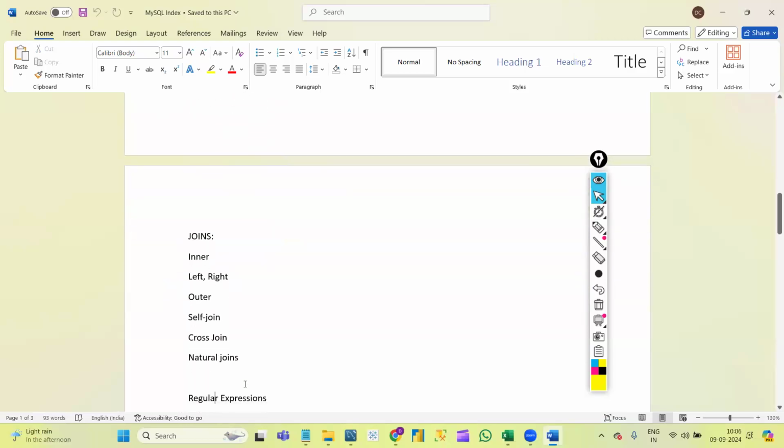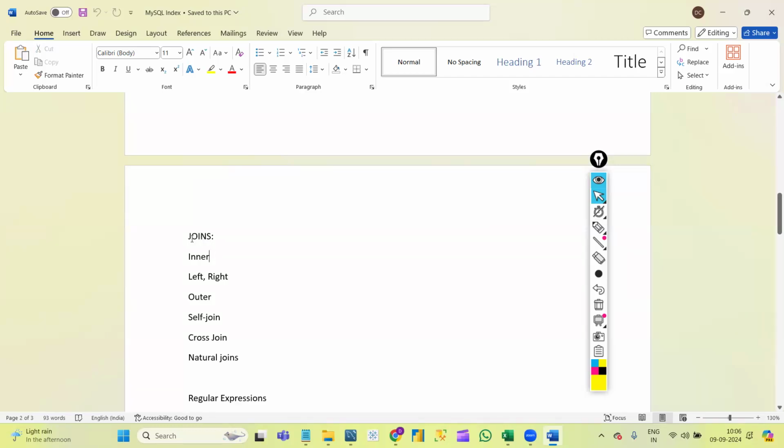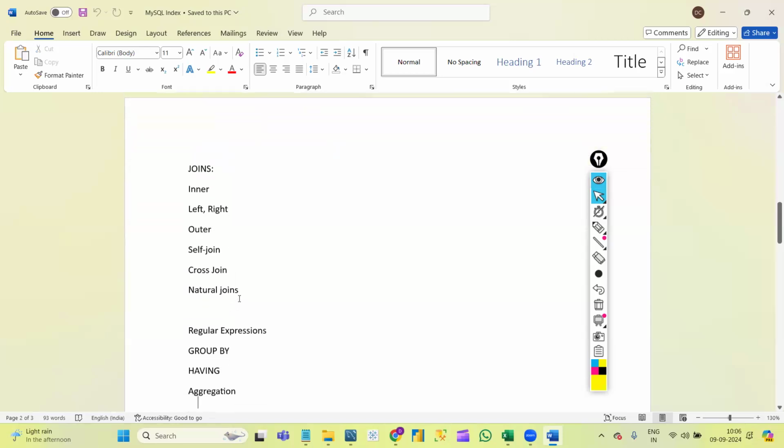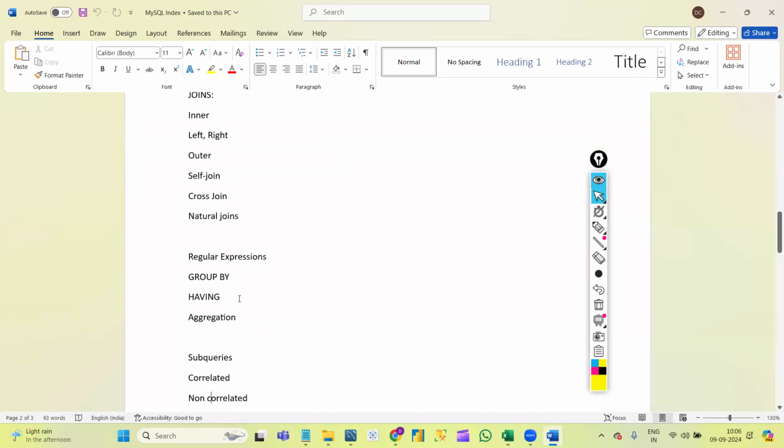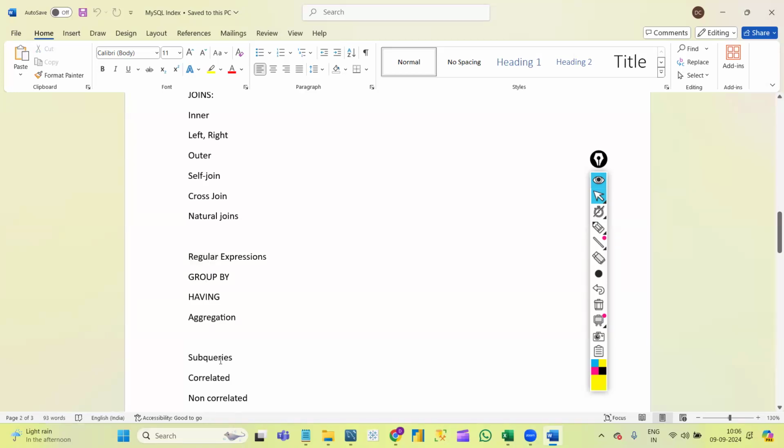After that comes our main concept called joins, which is the most important concept of SQL. 90% of the time in real time, we will use joins only. We have many types of joins, and we will learn each and every join very practically by solving many examples. Next, we have regular expressions, group by clause, having clause, and aggregate functions.